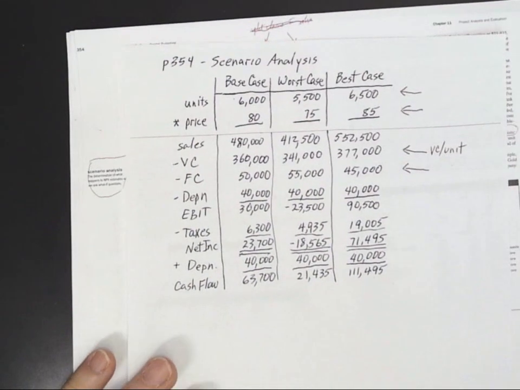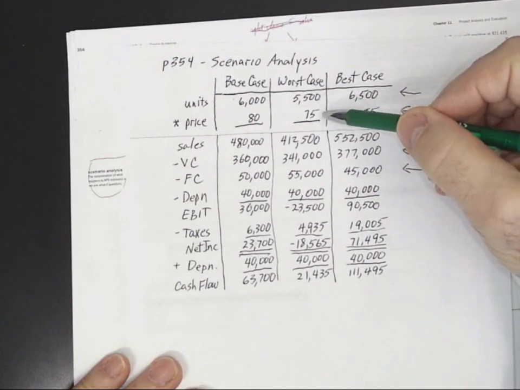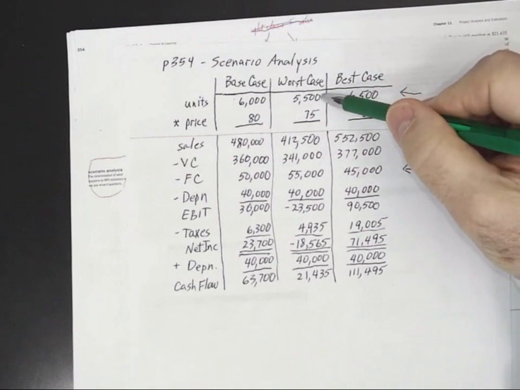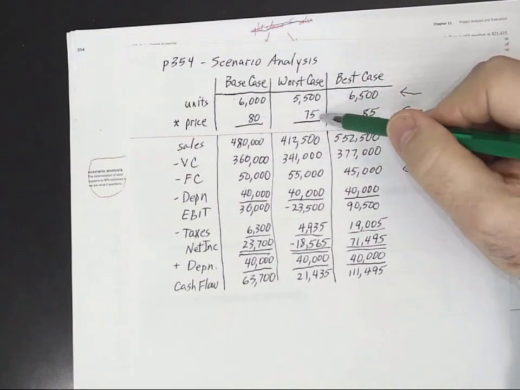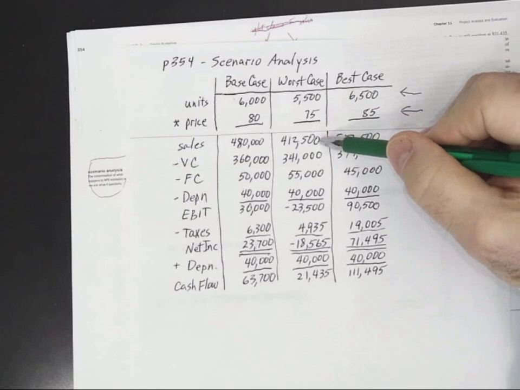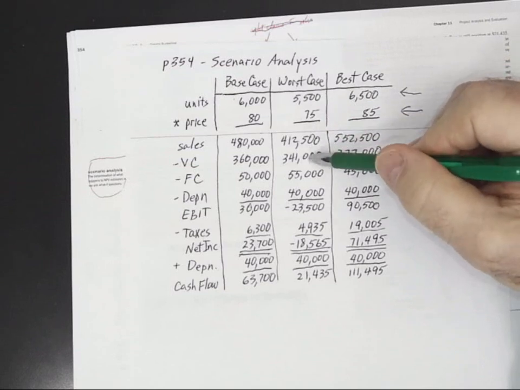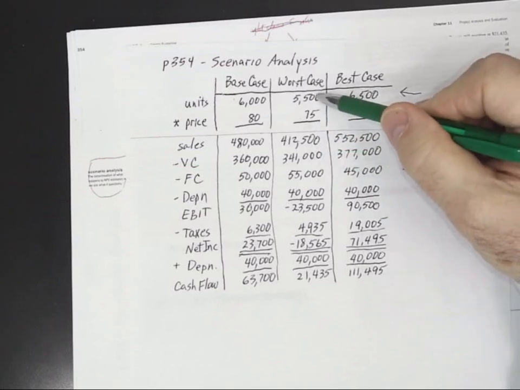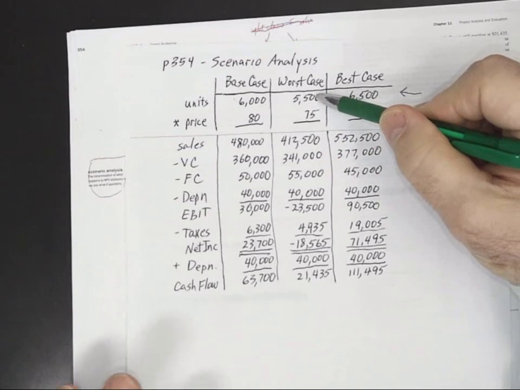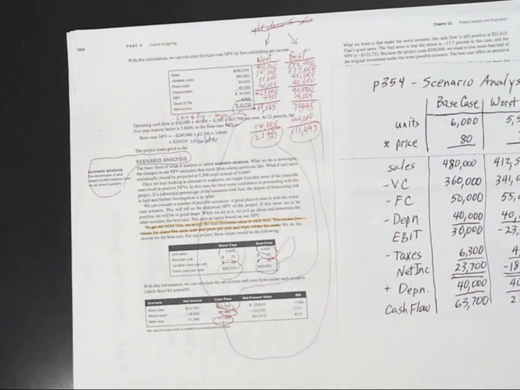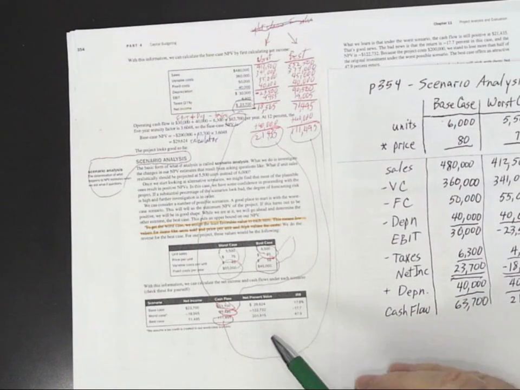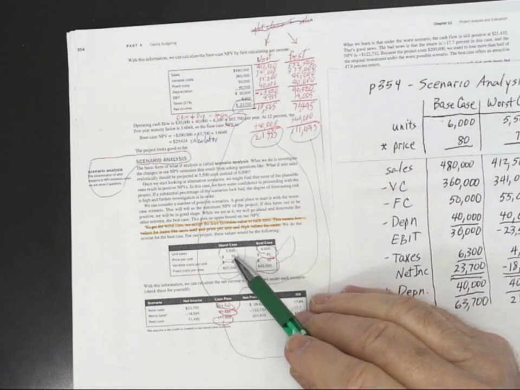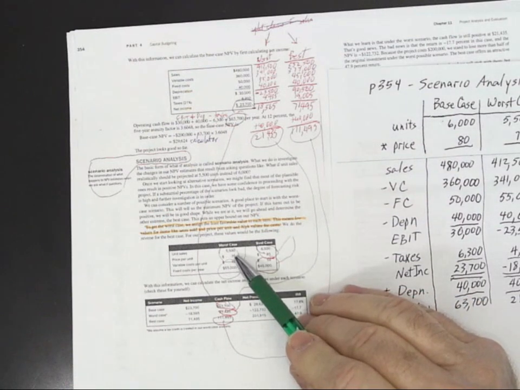So if we insert those numbers, we would get, for the worst case, 5,500 in units, 75 in price. This would be our sales. Our variable costs, I haven't shown that. Would be 5,500 times the variable cost per unit, and the worst case variable cost per unit would be 75. No, that's not right.